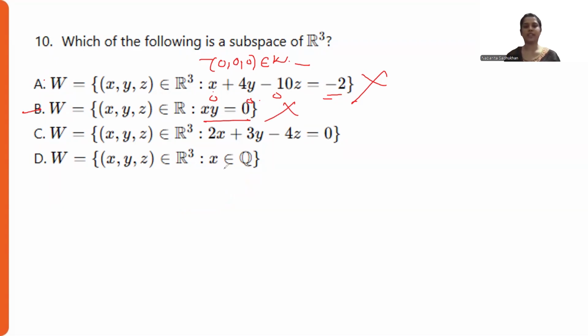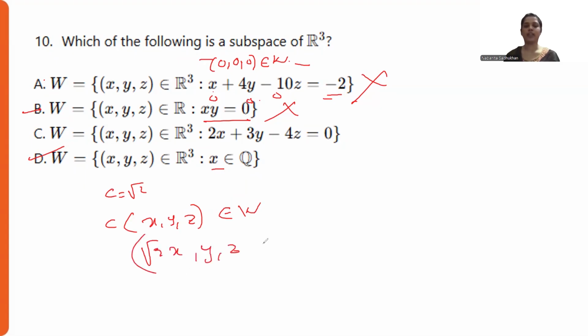Okay, for option D, the x should belong to Q, right? But let's say c equal to root 2, then c times (x, y, z) should also belong to our W, right? Because c is a scalar. If we multiply by root 2, the first element, root 2 x, does not belong to Q, right? So from there we can say that this is not a subspace, hence our option C is going to be our subspace, okay? So let's see how the solution has been given, okay?